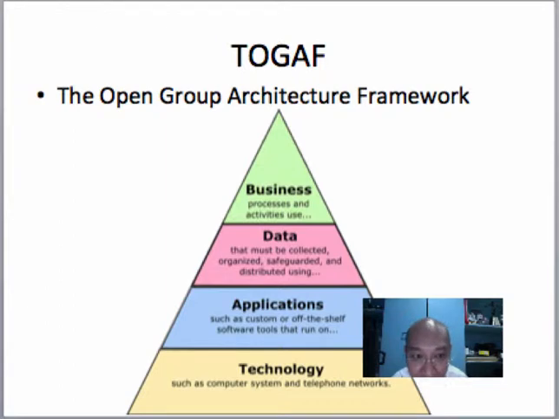The Open Group Architecture Framework is best known by its acronym TOGAF. TOGAF is owned by the Open Group. As shown in the figure, TOGAF divides an enterprise architecture into four categories as follows.